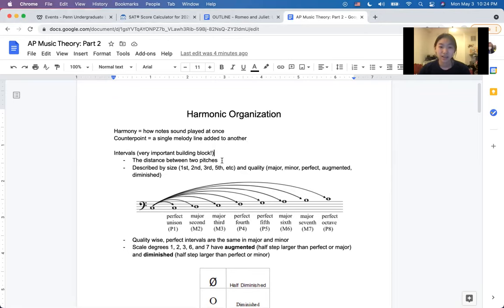Now, intervals, this is pretty much the basis of everything. An interval is the distance between two pitches, and it's described by both size and quality. With size, there is first, second, third, fourth, fifth, sixth, seventh, and also octave. With quality, there's major, minor, perfect, augmented, and diminished. Now, you can't have both major, minor, and perfect. Perfect is for first, fourth, fifth, and octave only, whereas major and minor is for the rest: second, third, sixth, and seventh.